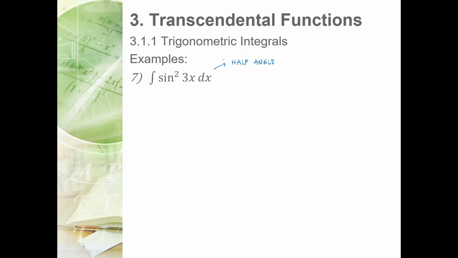Of course you can also use the other formula for the squared terms, but I think it will just complicate matters in your equations. For example, its counterpart is the Pythagorean equation. If you replace this one with 1 minus cosine squared 3x, it will still get complicated, right? So we're going to use half angle.